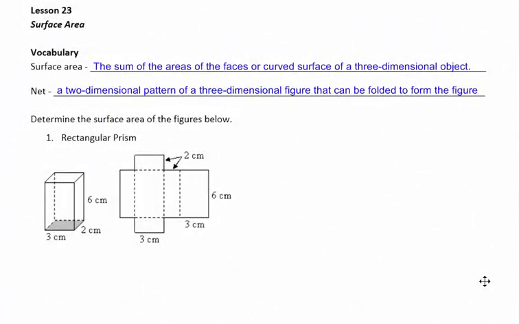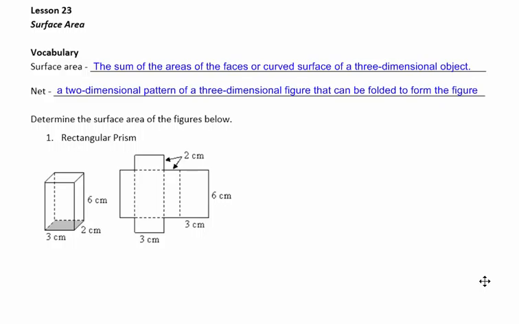We're going to continue on talking about area. Lesson 23 is surface area. And surface area is the sum of the areas of the faces or curved surface of a three-dimensional object. So in essence, let's say for example, number one, it's a box. If we deconstructed that box, it's made of 6 sides that are folded together to create that box.